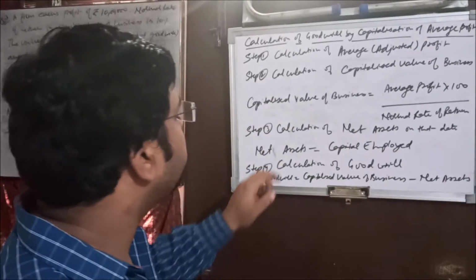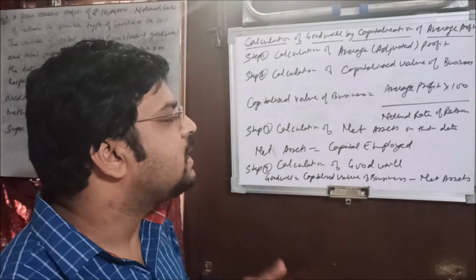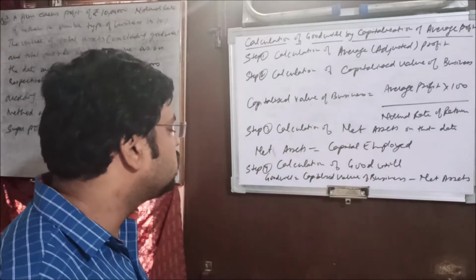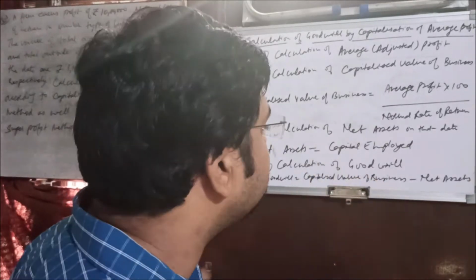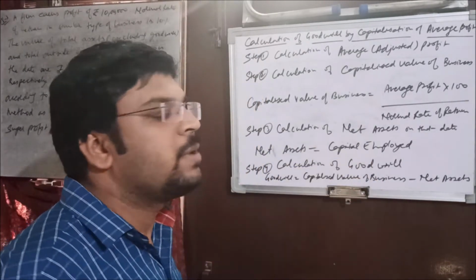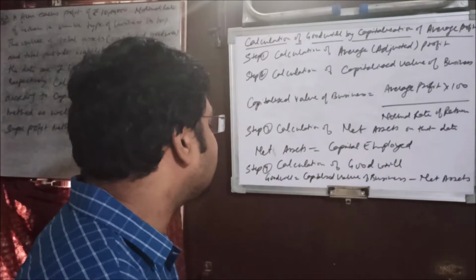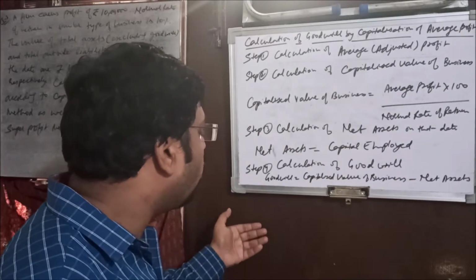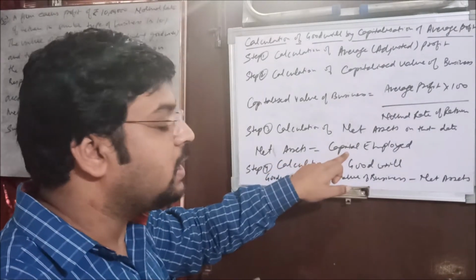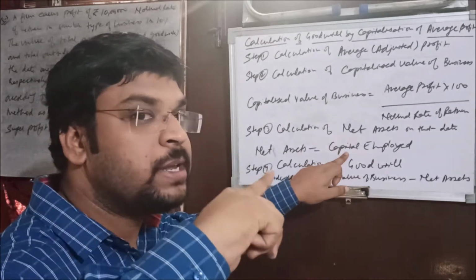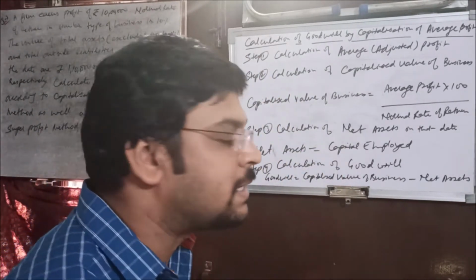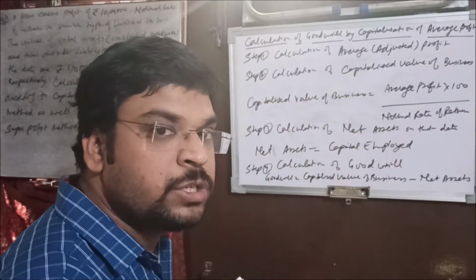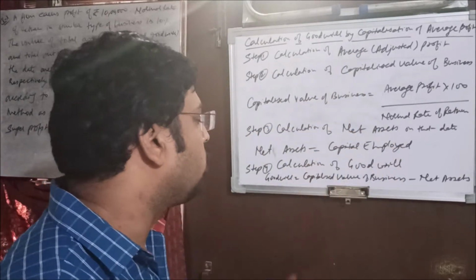Then we need to calculate the net assets on that date. What is the calculation for net assets? Net assets are equal to capital employed. Already we have learned in the super profit method how capital employed is calculated. The same procedure is applied. But remember the third case, when we talked about the opening and closing, that will not be applicable here because here we are talking about only net assets. So the first two approaches may be applied; the third approach will not be applied.